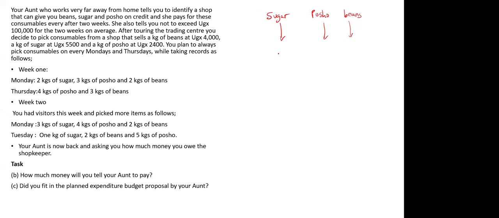Now you ask yourself, what was the total number? What was the sugar? Sugar altogether, we had 6 kilograms. Posho altogether, we had 16 kilograms. And when it came to the beans, we had 9. Then you ask yourself, they have told you the price at which those items were bought. So you had sugar. Sugar went in for what? 5500.